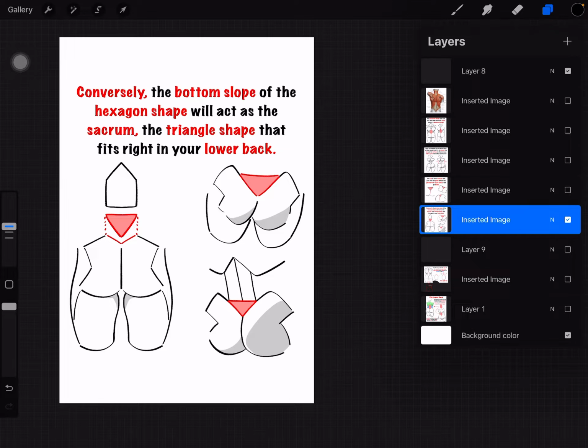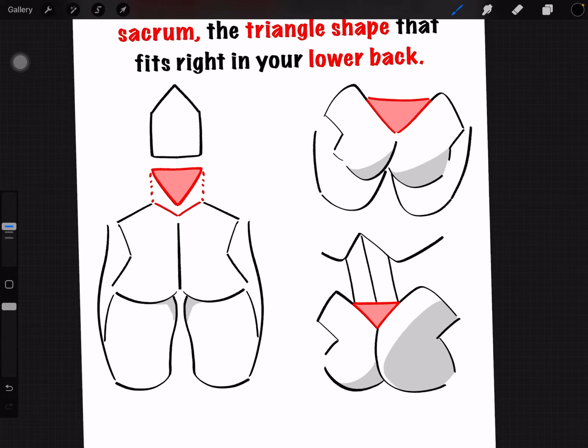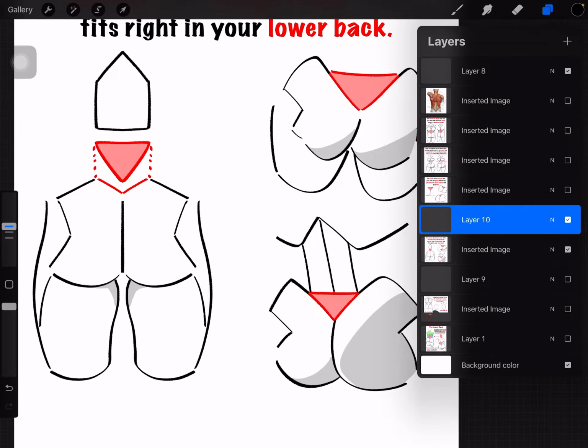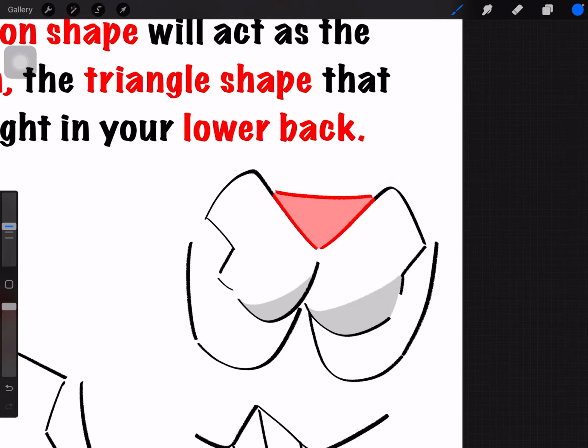So I say conversely, the bottom of the slope of the hexagon shape will act as the sacrum, the triangle shape that fits right in your lower back. And so of course I have this little diagram here. The sacrum is part of your pelvis, and it's the part that connects to your spine. And it also creates, if you've ever seen a person with back dimples, that is part of the sacrum. That's what those back dimples are depicting. The back dimple would be this point and this point. And so of course you can't see that triangle. That's what those back dimples are showing you, basically.